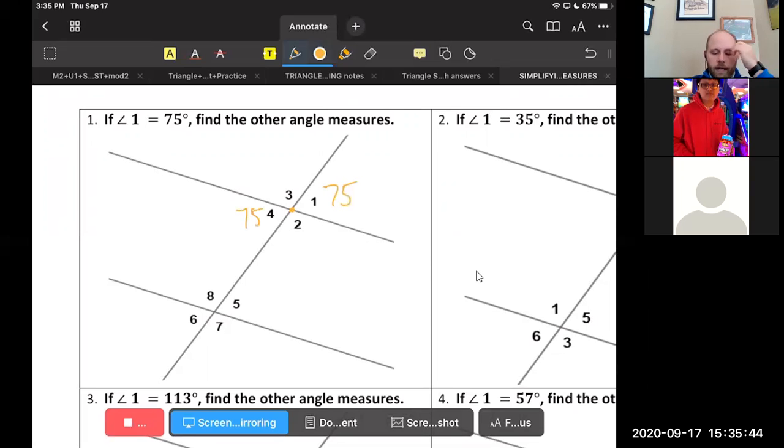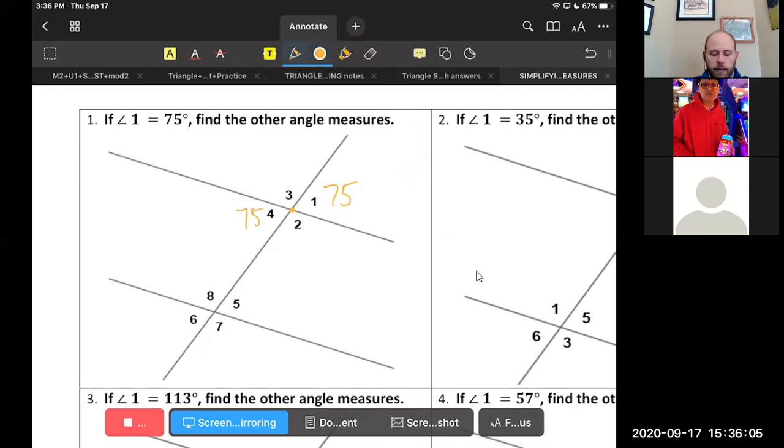Think of an X. You have an X here, only this side and this side, those are vertical. This side and this side, those are vertical because they don't share a side. They're not directly next to each other. Those are vertical angles.